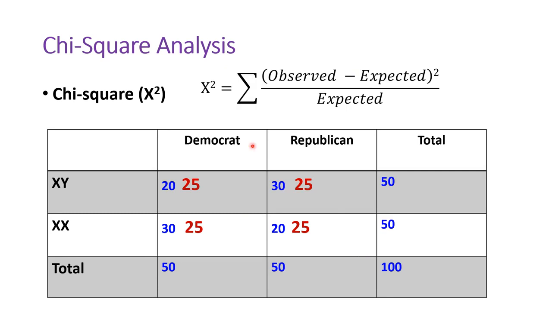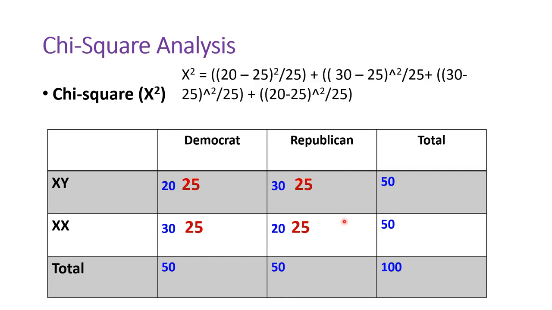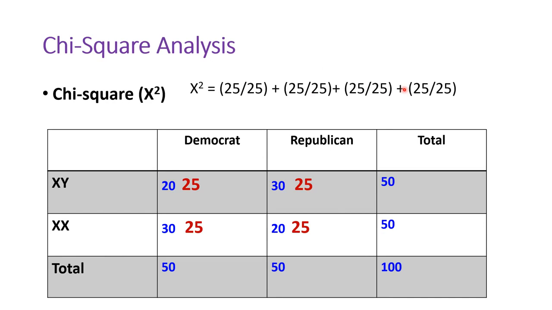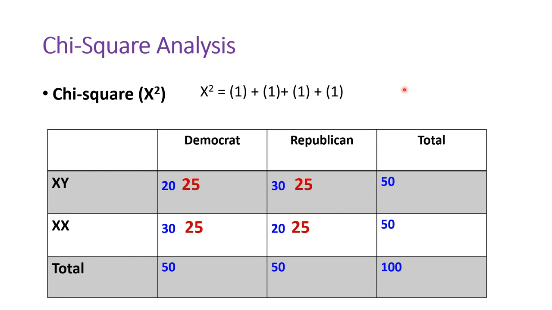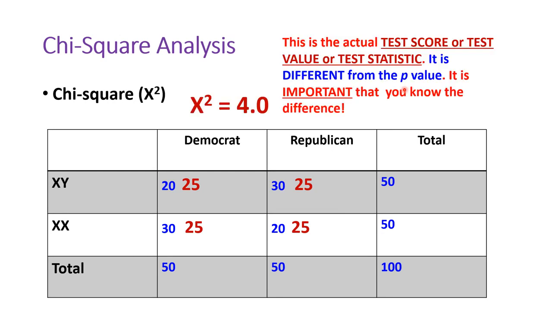Now we go through and calculate our chi-square, observed minus expected, squared, divided by expected, and we sum that for our 4 cells, right? So 20 minus 25 squared divided by 25, 30 minus 25 squared divided by 25, okay? It actually gets me a value of 4, right? So the chi-square value is 4.